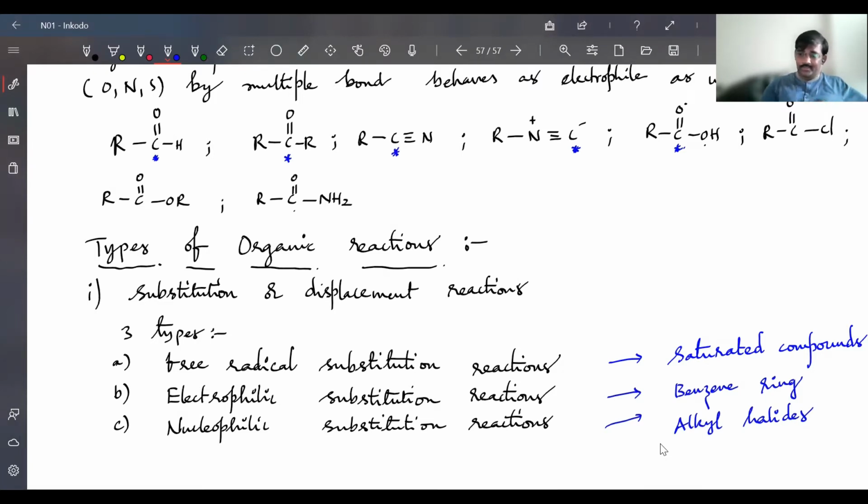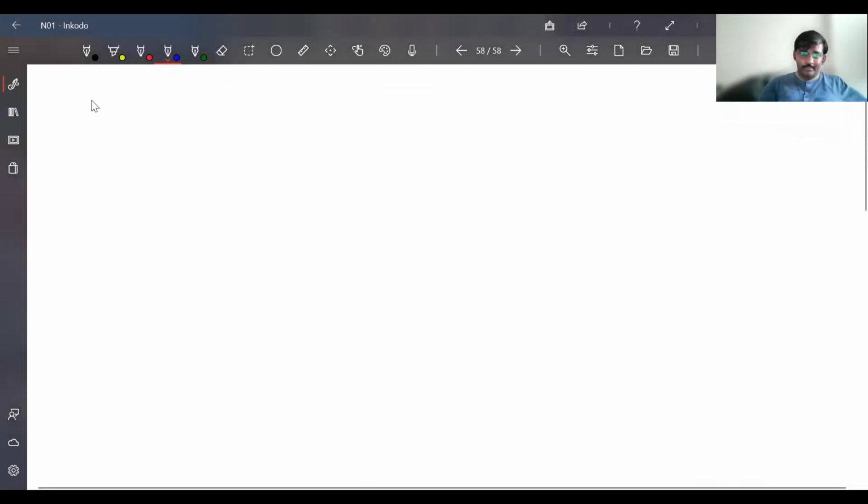So let us see some examples. First is free radical substitution, which I told you about. I'll give the example. Say I have methane, a saturated compound. When it reacts with chlorine gas in the presence of sunlight, the chlorine gas will dissociate into free radicals. Chlorine has a bond between the two atoms, so it will undergo homolytic fission.